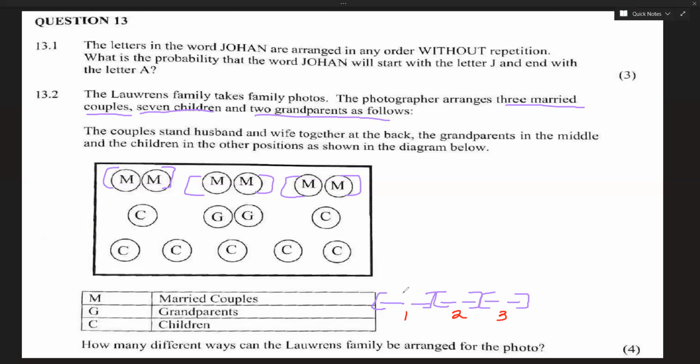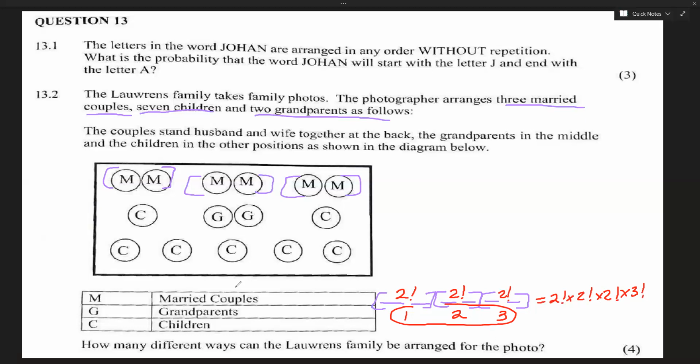Perfect. And inside here I can have factorial 2 because there are 2 items, and inside here I can have factorial 2 because there are 2 items, and inside here I can have factorial 2 because there are 2 items. So the married couples are going to basically be factorial 2 multiplied by factorial 2 multiplied by factorial 2, and then multiplied by factorial 3. Do you see it? 1 times 2 times 3, it's factorial 3. Get it? And then married couples, I'm done.